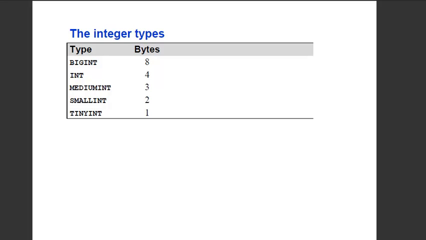Now, interestingly, we can also define those types as unsigned types. What it means is that we could, for example, for the tiny int, which by default goes from minus 128 to 127, have an unsigned tiny int that goes from 0 to 255. So it gives you more range on the plus side and cuts off the negative side of your range.